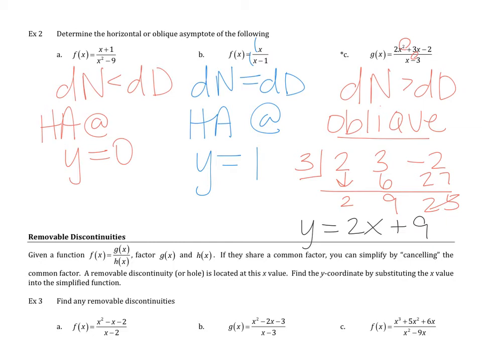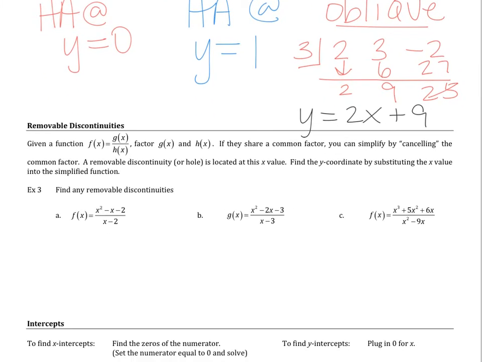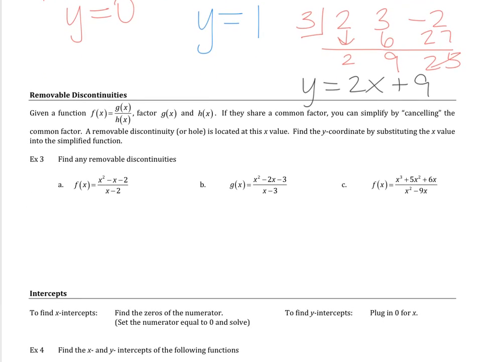Okay. Now we can go back and look at the scenario we looked at on the other page where I canceled out my factors of x minus 3 over x minus 3. So whenever I have a function where they share a common factor, we can simplify by canceling that common factor, and then the factor that we're canceling is our hole, our removable discontinuity. It's located at that x value. So once we find the x, we then find the y by substituting the x value into the simplified function. So let's look at an example together.